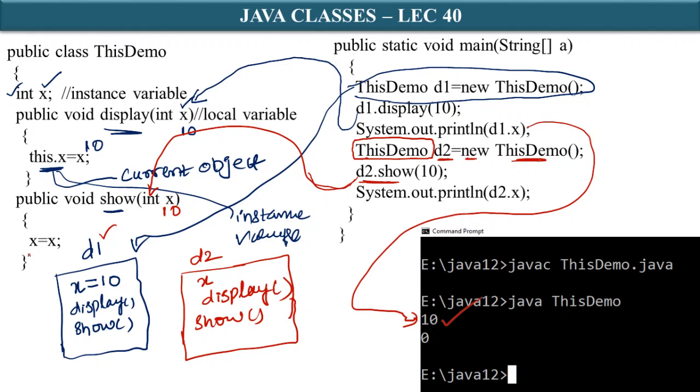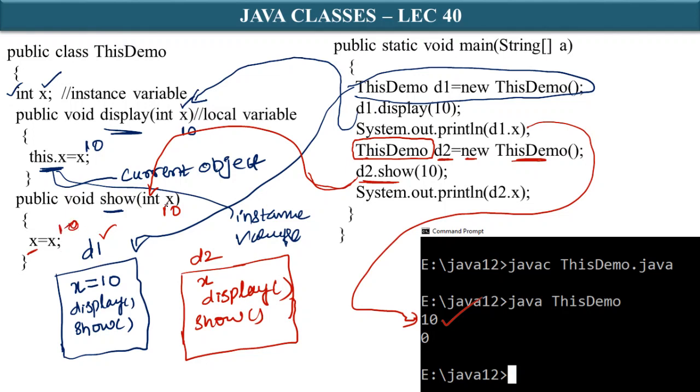x equal to x. Understand, here I am not saying this dot x. That is an important concept. Here I am not saying this dot x, simply I am saying x. This x is not the instance variable. x equal to x. This particular value: what does it mean? Which value am I passing here? I am passing 10.